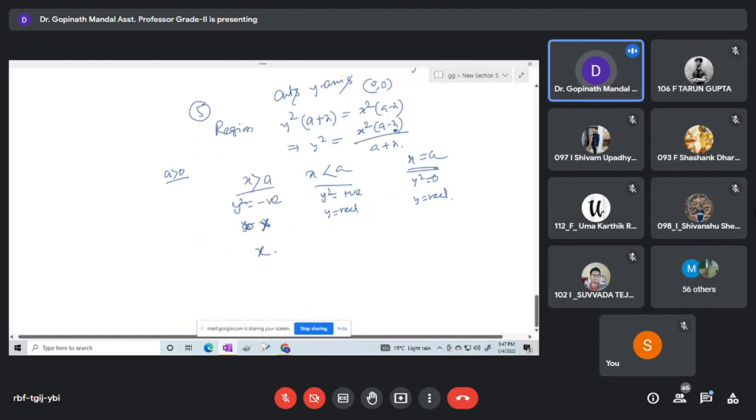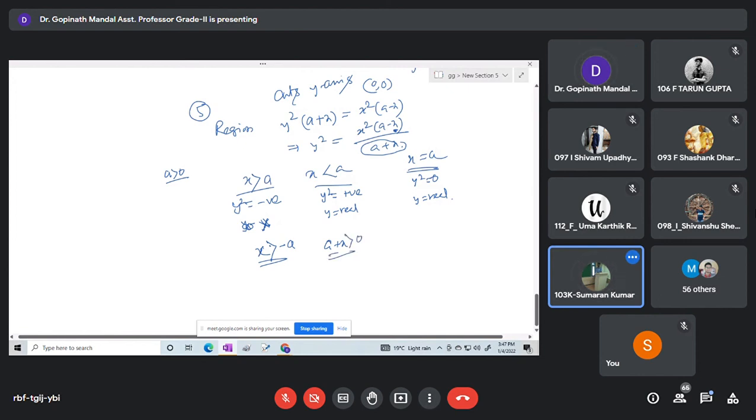Another case: if x is greater than minus a, then a plus x will be positive. For that case y square is positive, so y is real, and we consider that case.